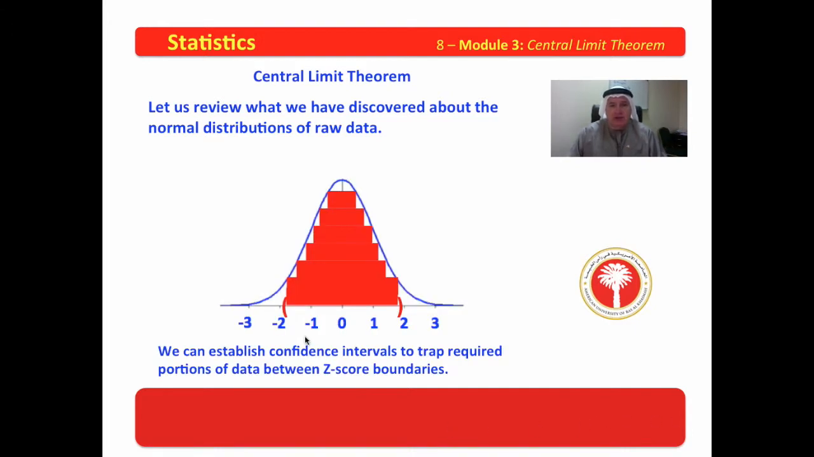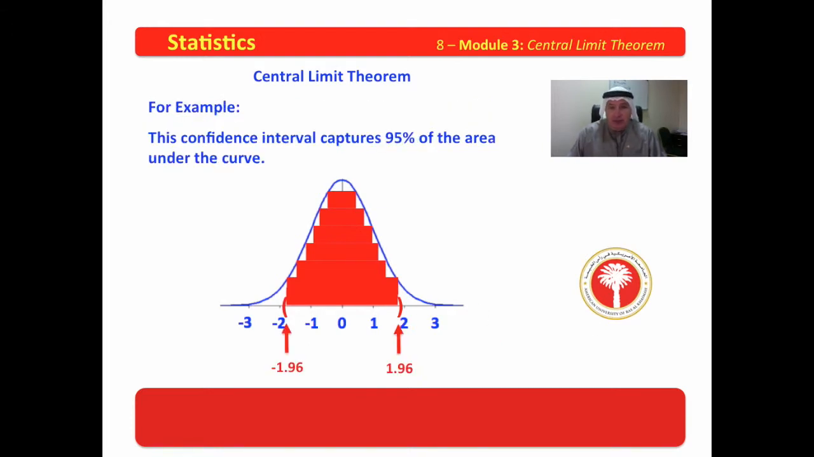For instance, we can establish confidence intervals to trap required portions of data between z-score boundaries. If you'll notice here, this is the standard normal curve. We have a mean of 0 and a standard deviation of 1. Between these boundaries, we can trap certain portions of raw data. For example, the confidence interval to capture 95% of the data is represented here.